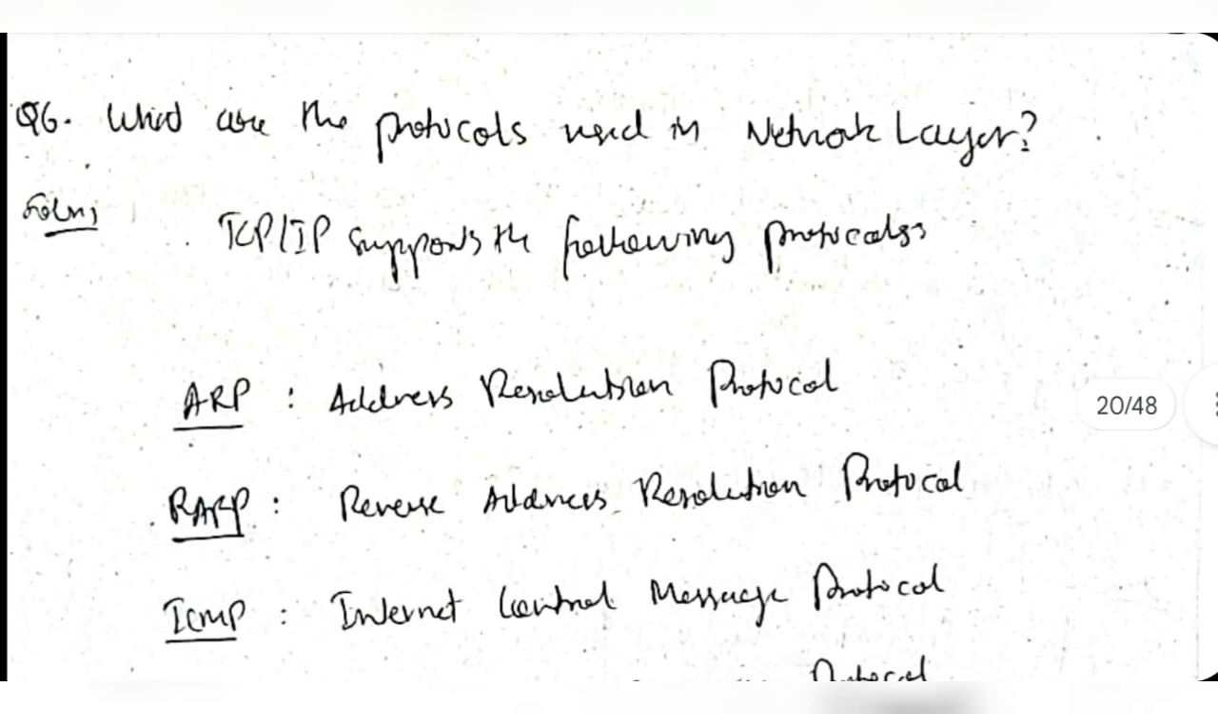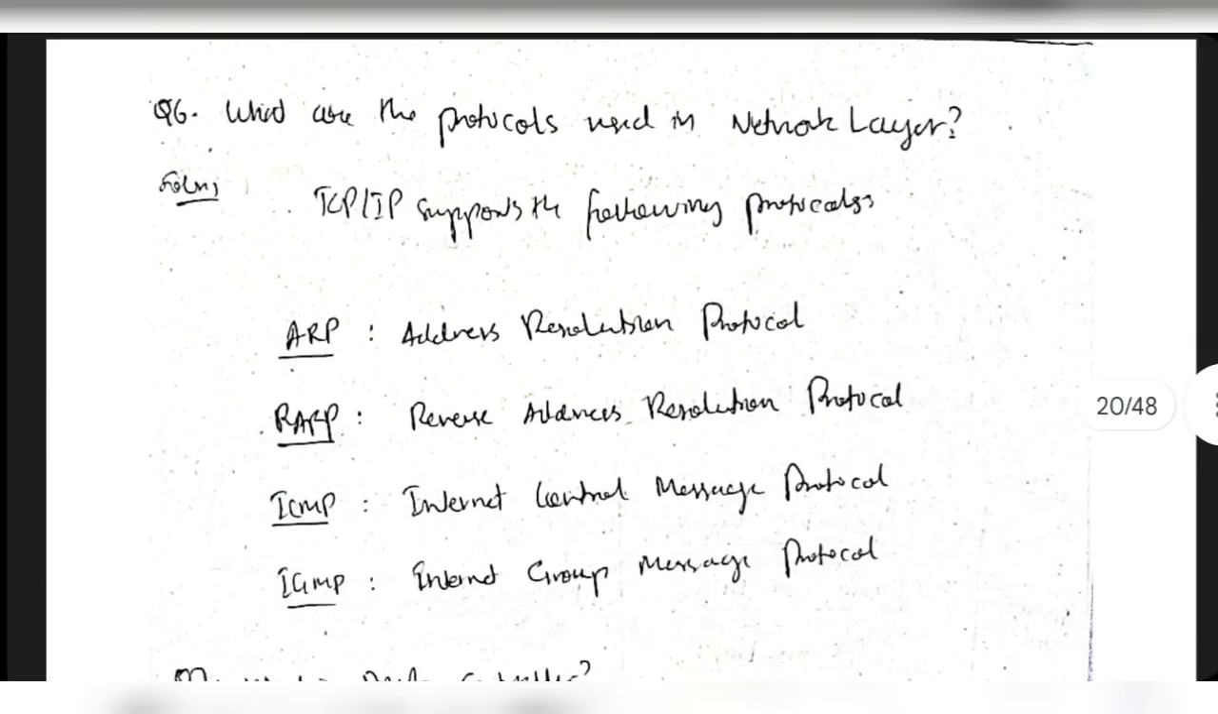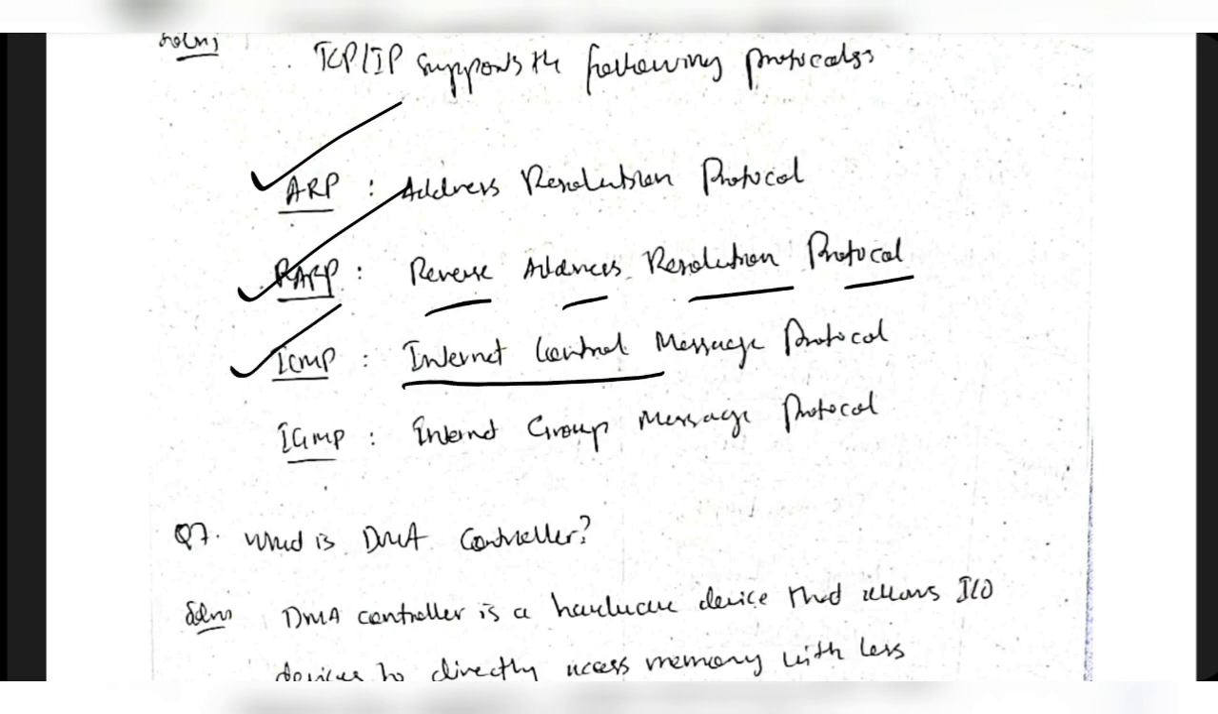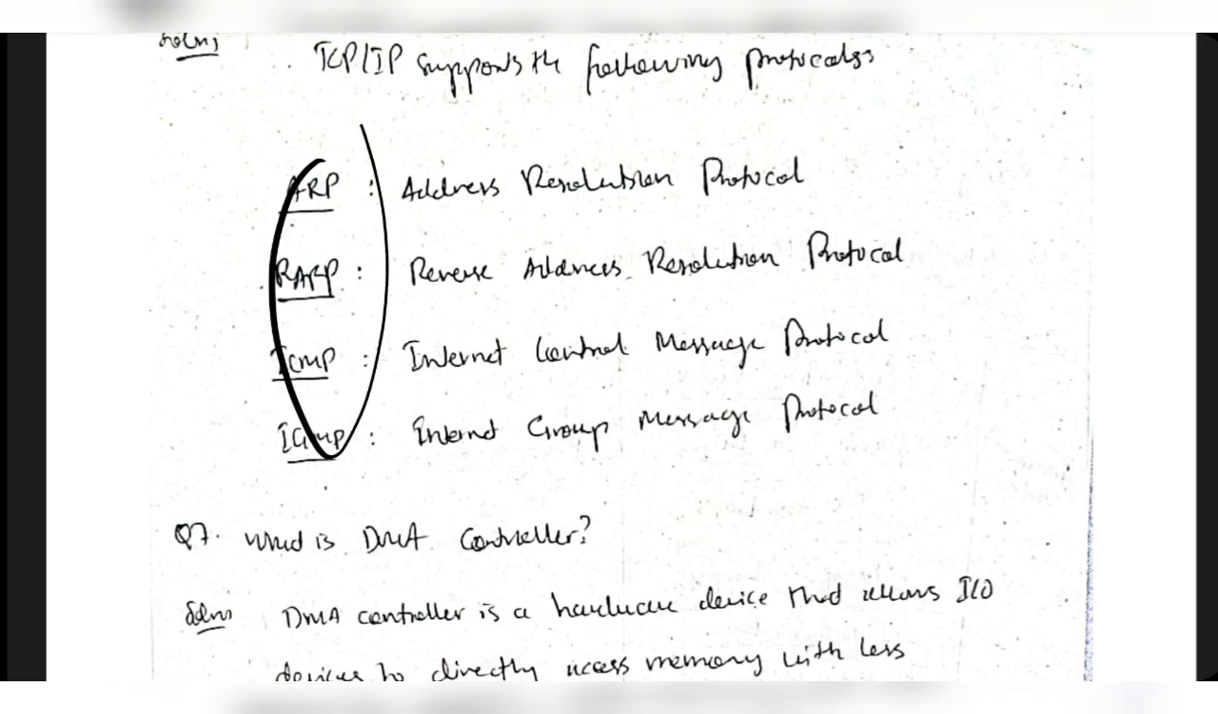Moving on to the next question, what are the protocols used in the network layer? TCP/IP supports the following protocols: ARP, Address Resolution Protocol; Reverse ARP, Reverse Address Resolution Protocol; ICMP, Internet Control Message Protocol; IGMP, Internet Group Message Protocol. So these are the four main protocols widely used.